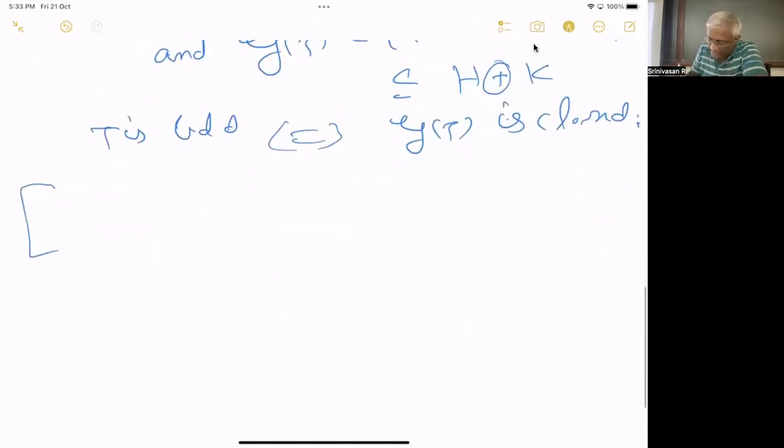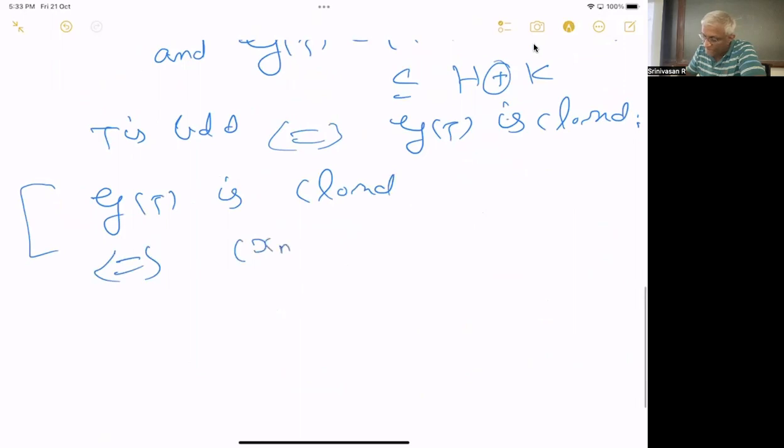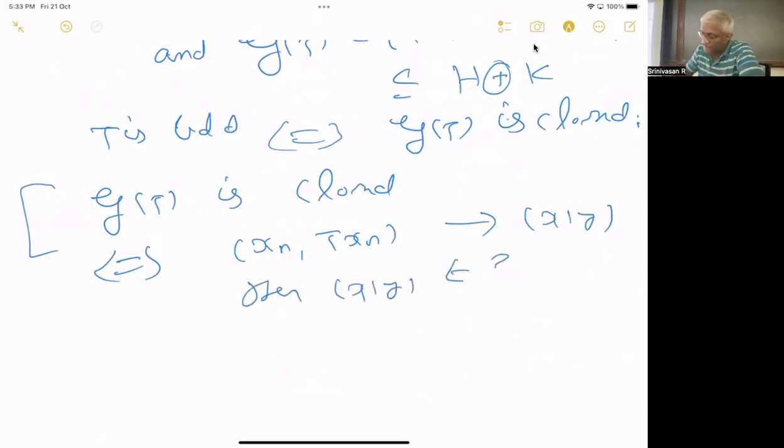Let me tell you what it means for the graph of T to be closed. That means that if (Xn, TXn) converges to some (X, Y), then (X, Y) should also be in G of T. That is what it means by the graph of T being closed.